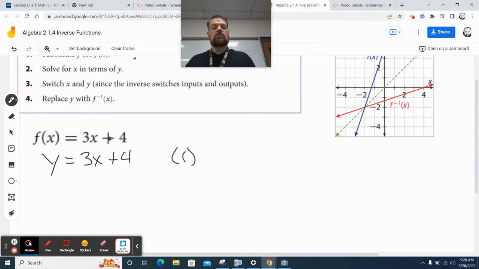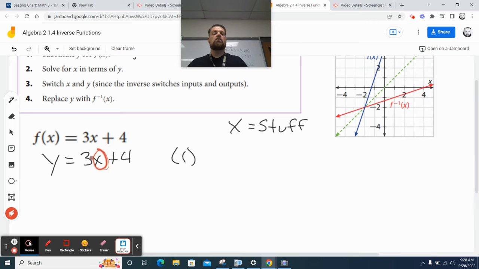Step 2, solve for x in terms of y. So we want to get x by itself. We want it to look like x equals some stuff. Okay, what do I need to move? Well, if I want to get x by itself, I need to move the 3 or the 4. Which one's easiest to move, the 3 or the 4? 4. How would you do that?